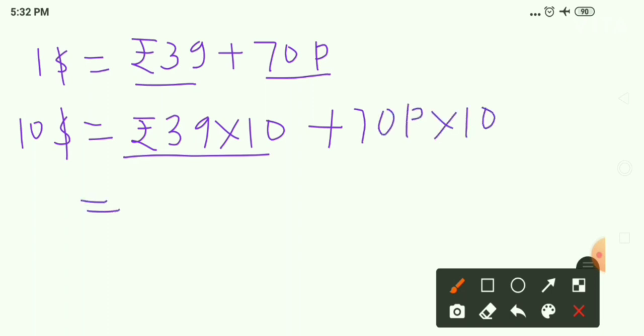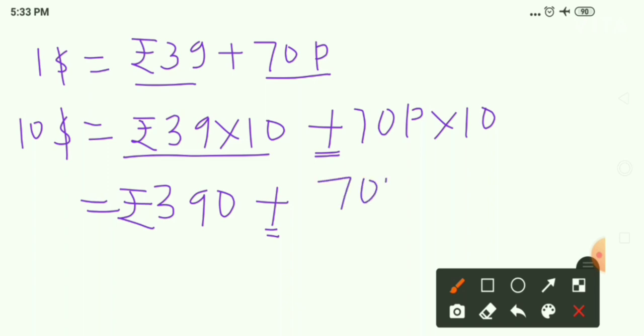So now 39 multiplied by 10 is 390 rupees. Remember it, it is 390 rupees plus, we have to give the plus symbol. 70 paise multiplied by 10 means it is 700 paise. Now in the next step, this 700 paise we can write as 7 rupees, because 100 paise makes 1 rupee, so 700 paise will make 7 rupees. Now write in the next step.